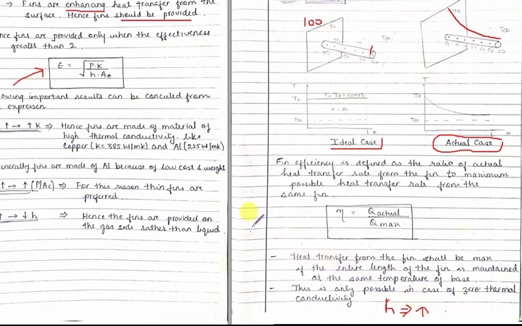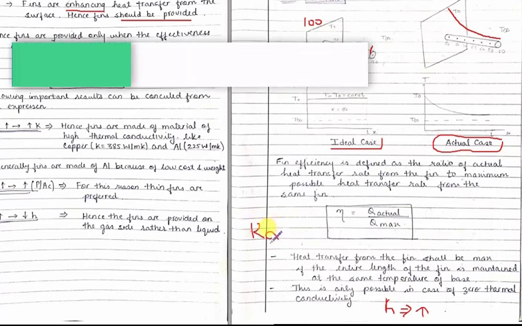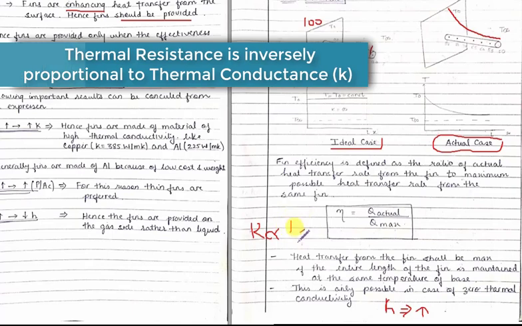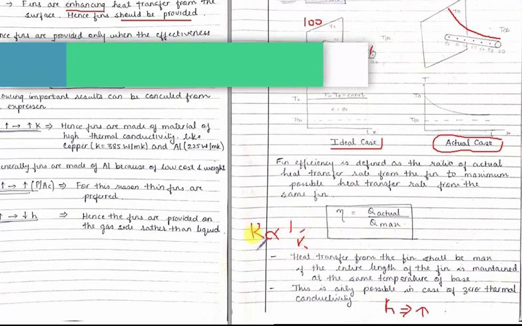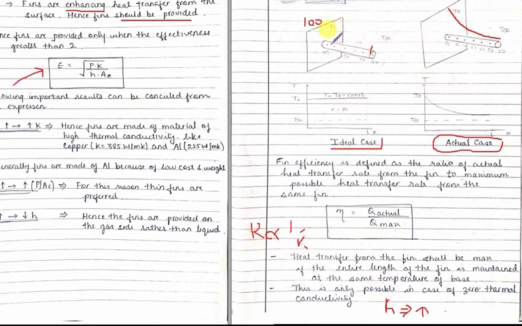Why? Because the resistance is inversely proportional to 1 by K, as I have written. So if your K value is very high, then only the resistance will be 0 and then only you will find the same temperature at the base, right? But all of you are aware that this is not possible.